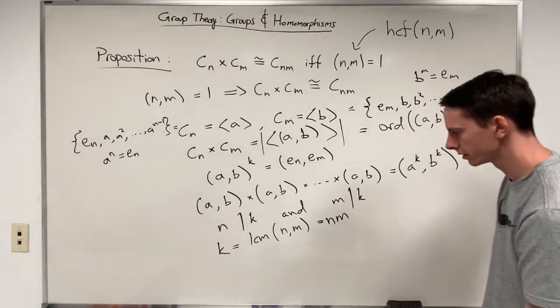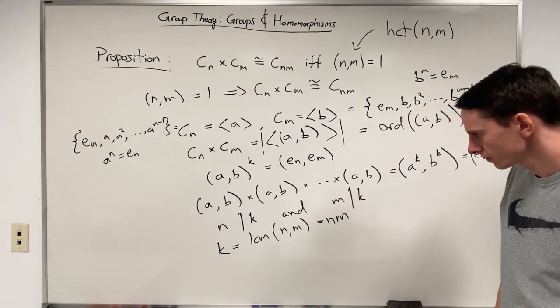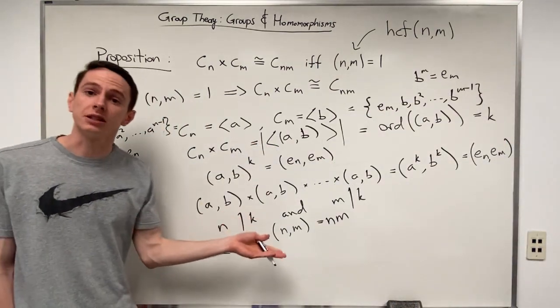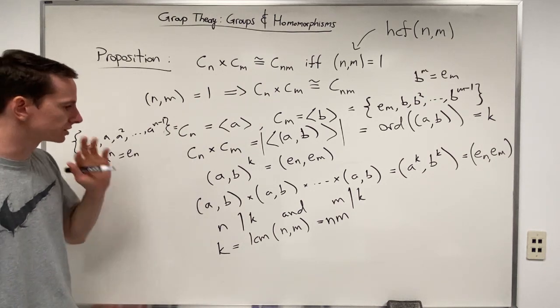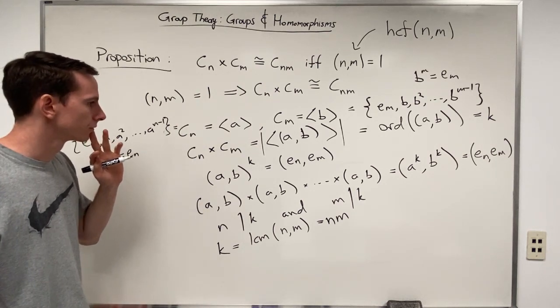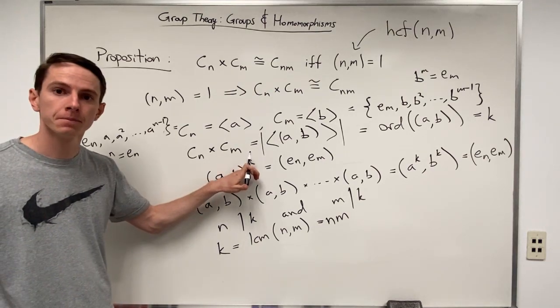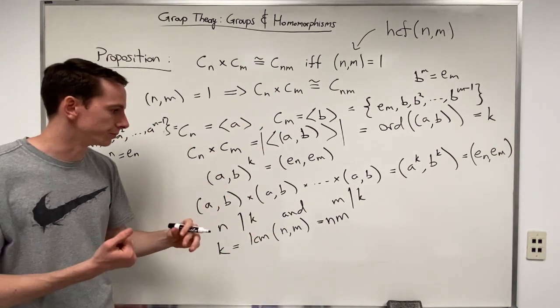So hopefully this makes sense. Right, yeah. And now we're essentially done with proving the statement one way, because if the order of this element (a, b) was k, that tells us that the order of that group is going to be k.